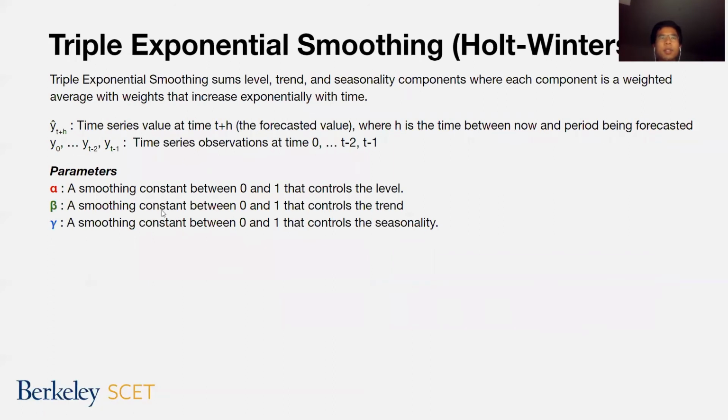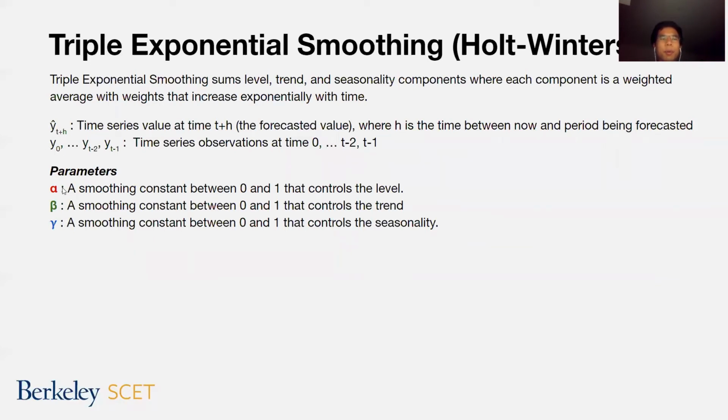So the natural extension of the simple exponential smoothing model is the triple exponential smoothing model, also known as the Holt-Winters method. The idea here is we can take a simple exponential smoothing model and break it down into different components, and then use simple exponential smoothing on those components of the forecast. So we are going to be forecasting at time t plus h in the future, and then we are going to be using these previous observations.